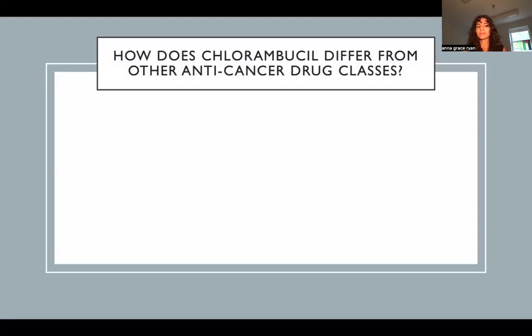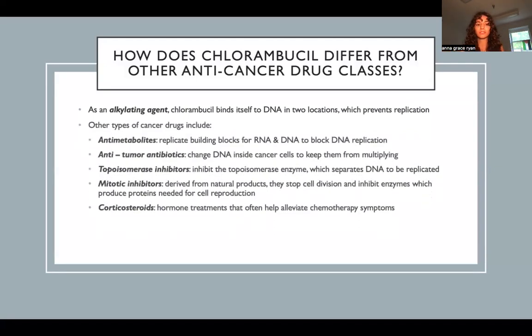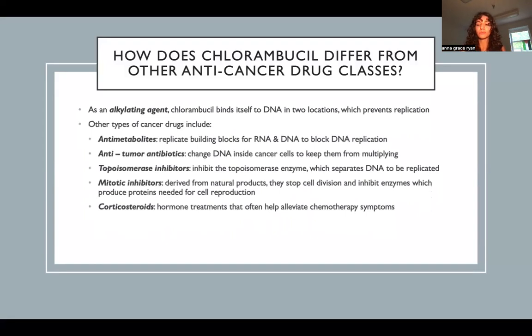So how does chlorambucil differ from other anti-cancer drug classes? As an alkylating agent, as stated, it binds itself to DNA in two locations, preventing replication of that DNA strand. Other types of cancer drugs include antimetabolites, which replicate the very building blocks of the DNA, which block bonding, and so therefore block DNA replication. Anti-tumor antibiotics, not an antibiotic in a classic sense, in which we think, oh, getting rid of an infection, but more it changes the way the DNA is inside of the cancer cells themselves to keep them from multiplying.